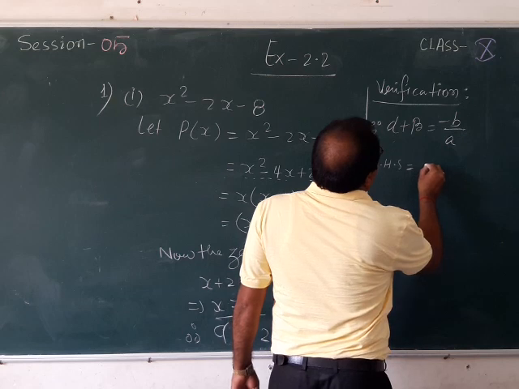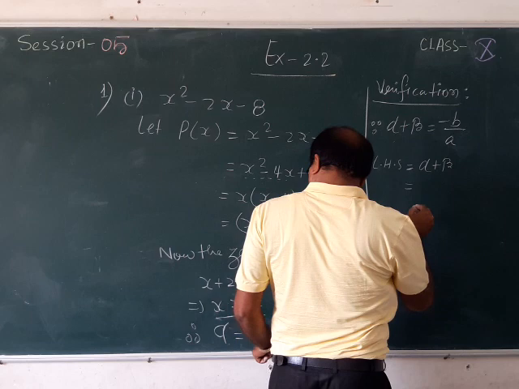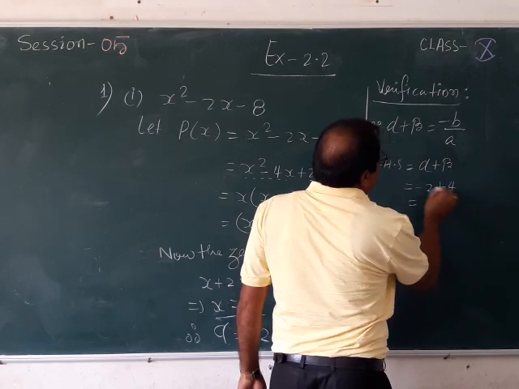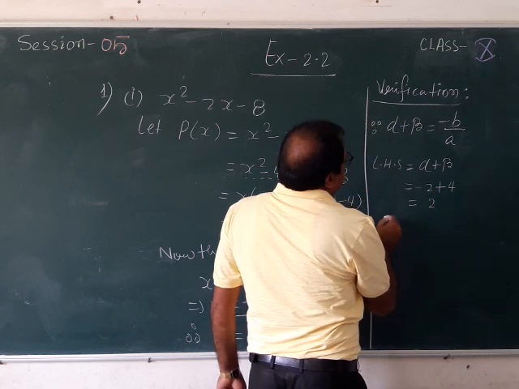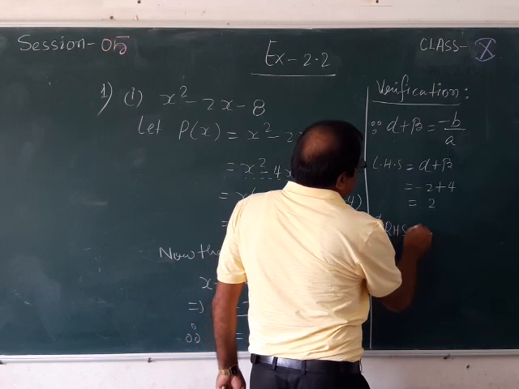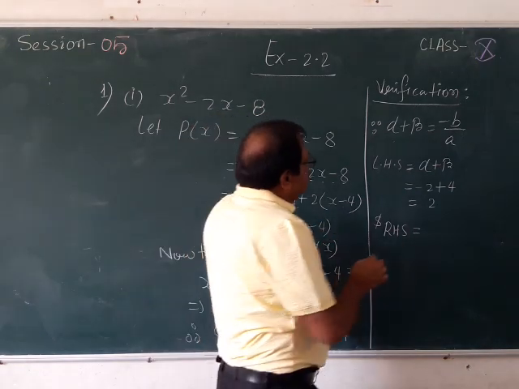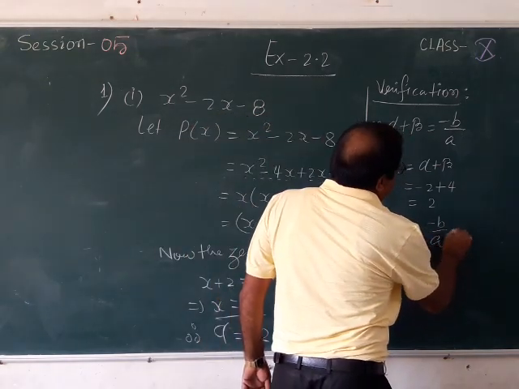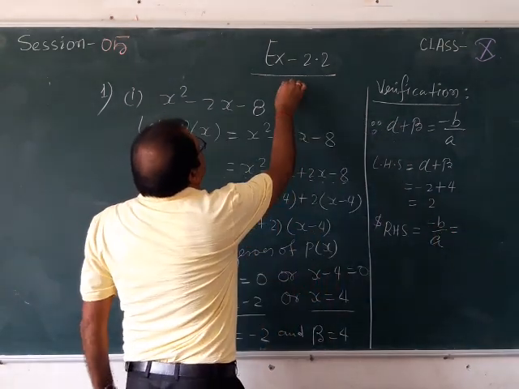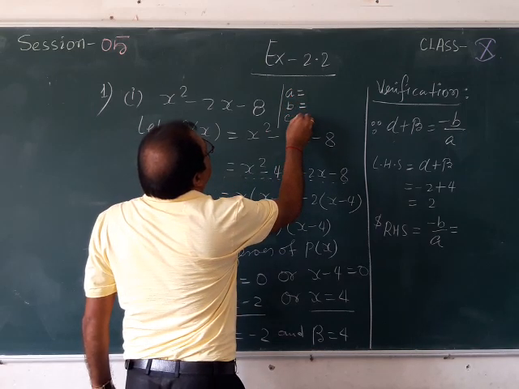So what I am doing? Our LHS is alpha plus beta. I am putting this value alpha as minus 2 and beta as 4. Then we are having 4 minus 2, that means 2. And checking RHS, that means in RHS we are having minus b by a. And from this question you have to look what is the value of a, what is the value of b, and what is the value of c here.